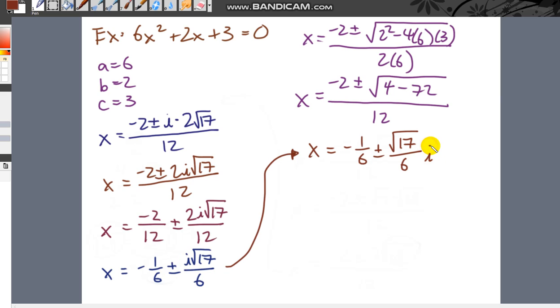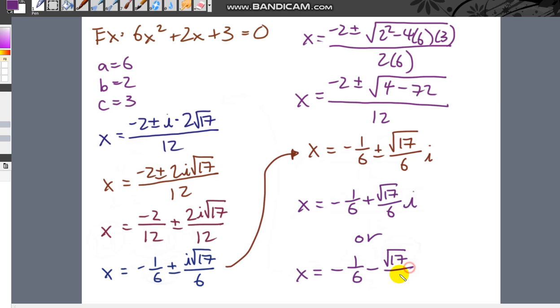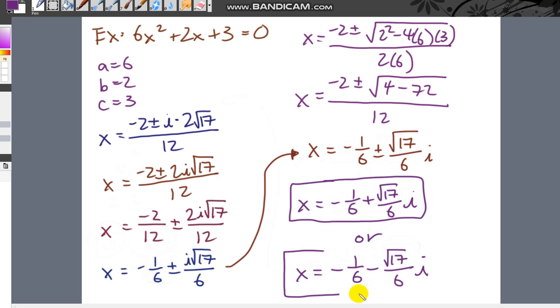So we have an I. So this means that our two imaginary solutions that come out of this are going to be x equals negative 1 over 6 plus the square root of 17 divided by 6 i, or we get x equals negative 1 over 6 minus the square root of 17 divided by 6 i. So these are two possible imaginary solutions that come out of this. Okay, so it's going to look something like this. I'm going to show you one more example and then I'm going to finish the video.